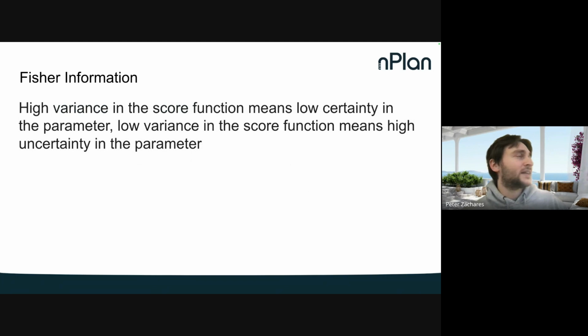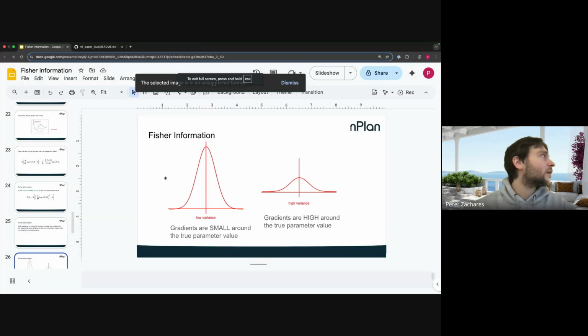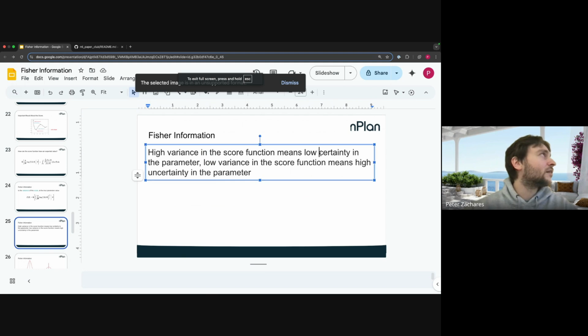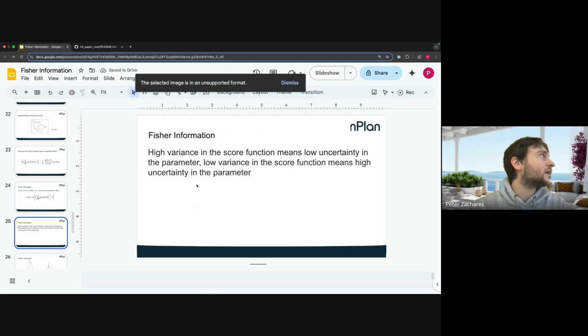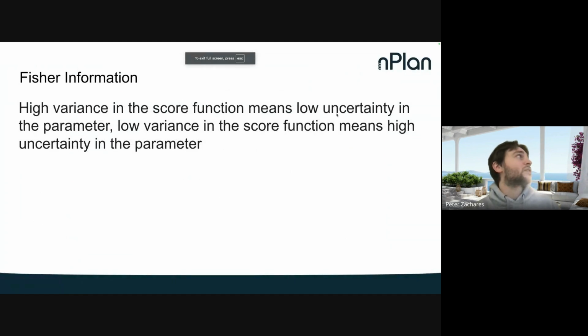And here's the thing that I wanted you guys to learn, what I've written here, where it gets non-intuitive to me. So high variance in the score function means low, this should be low, uncertainty. Sorry, I definitely want to correct that. Low uncertainty, and low variance means high uncertainty. At least I wrote the second part correctly. So high variance in the score function means low uncertainty in the parameter, and low variance in the score function means high uncertainty in the parameter.